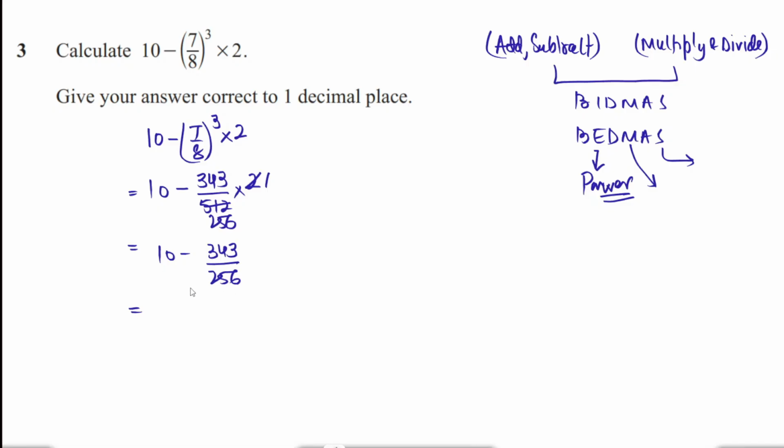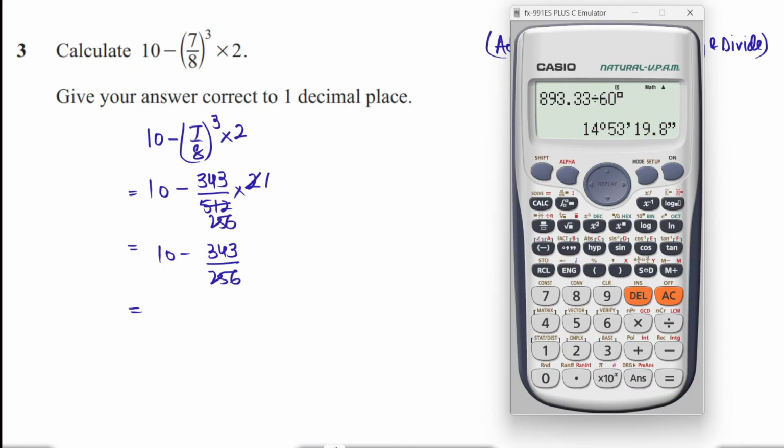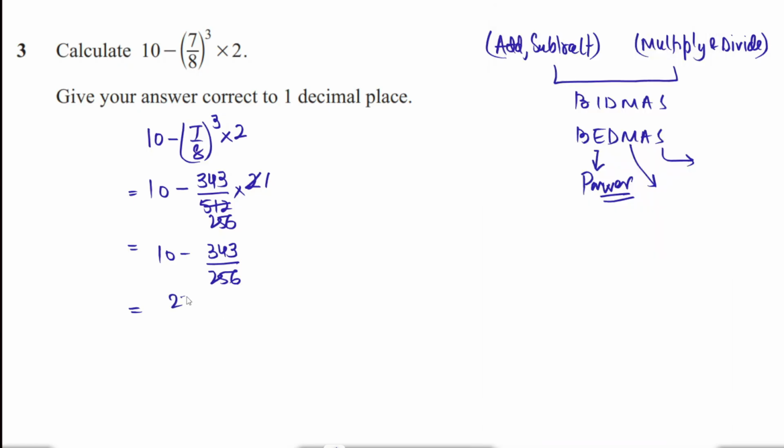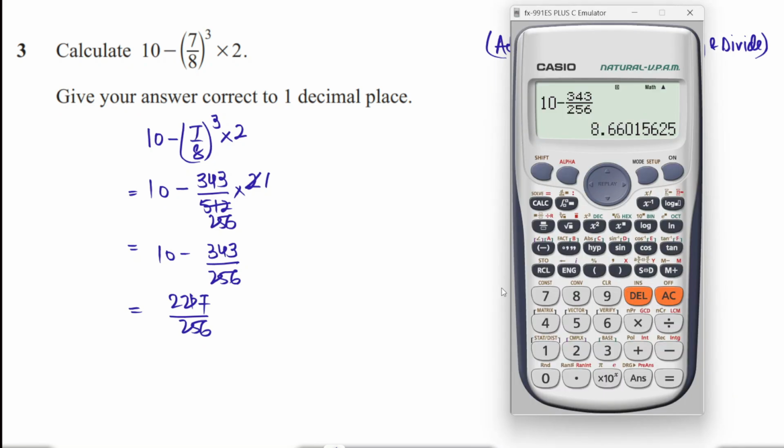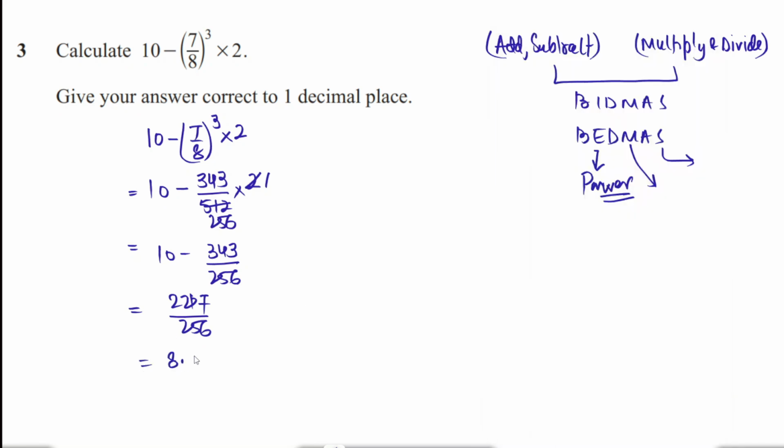Now you take the LCM and you calculate it. I will bring the calculator here because it is going to take a little longer time. 10 minus fraction 343 in the numerator, and in the denominator we are having 256. So it comes out to be 2217 over 256. And if we see in the decimals, it comes out to be 8.66, because we need to write our answer up to 1 decimal place.